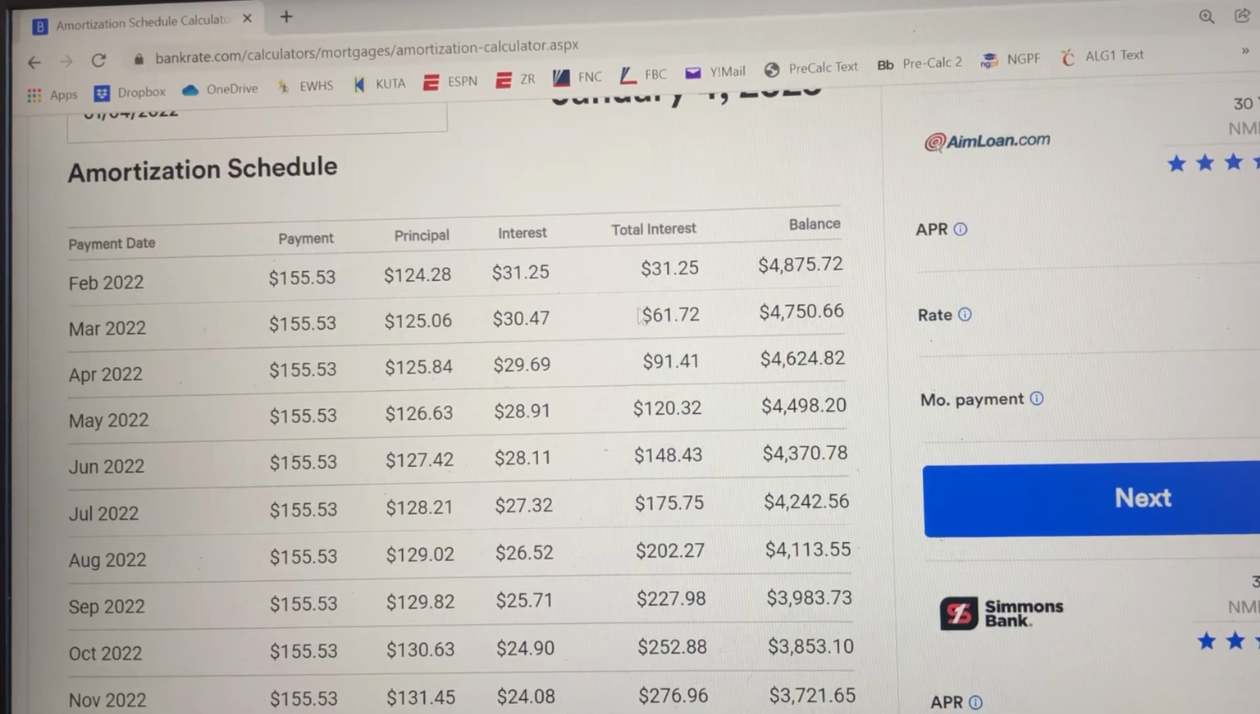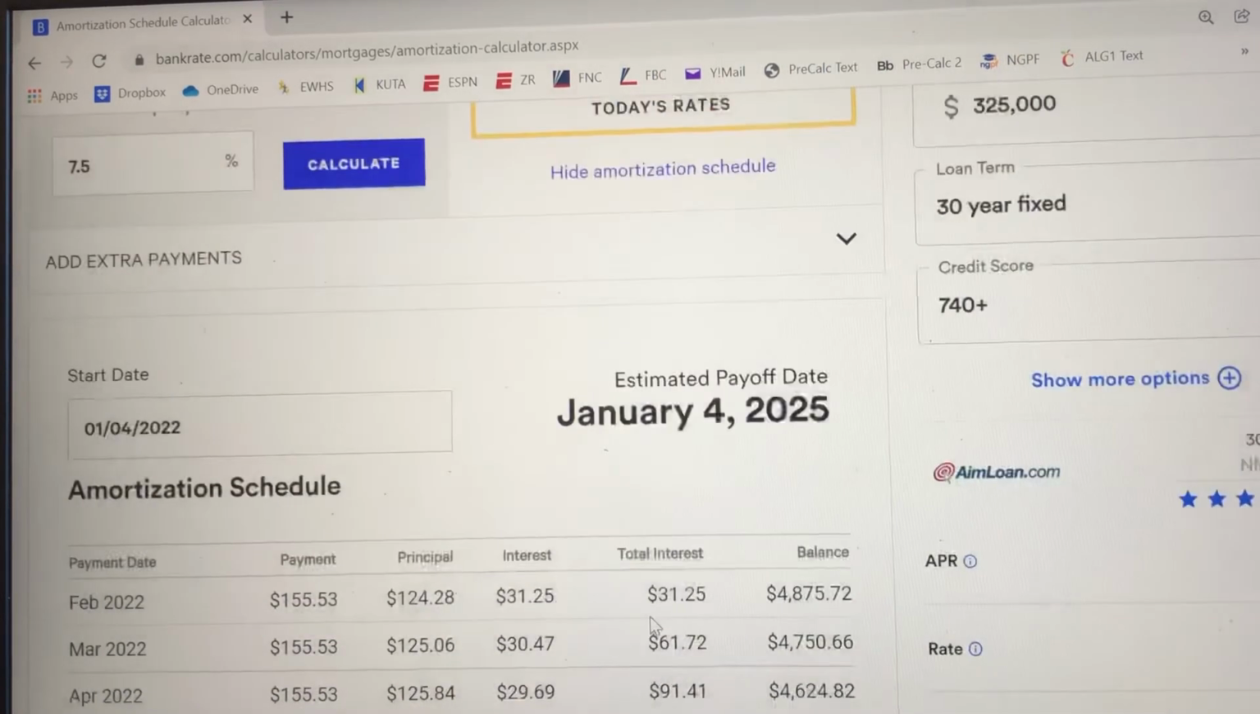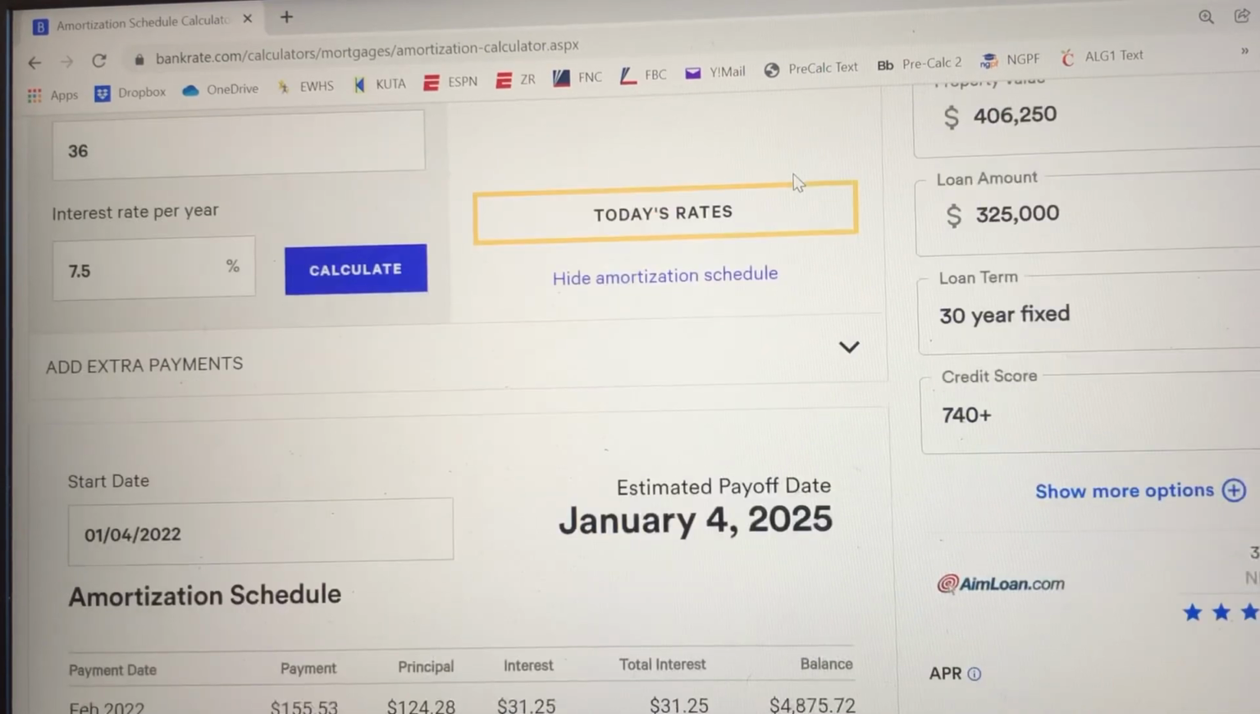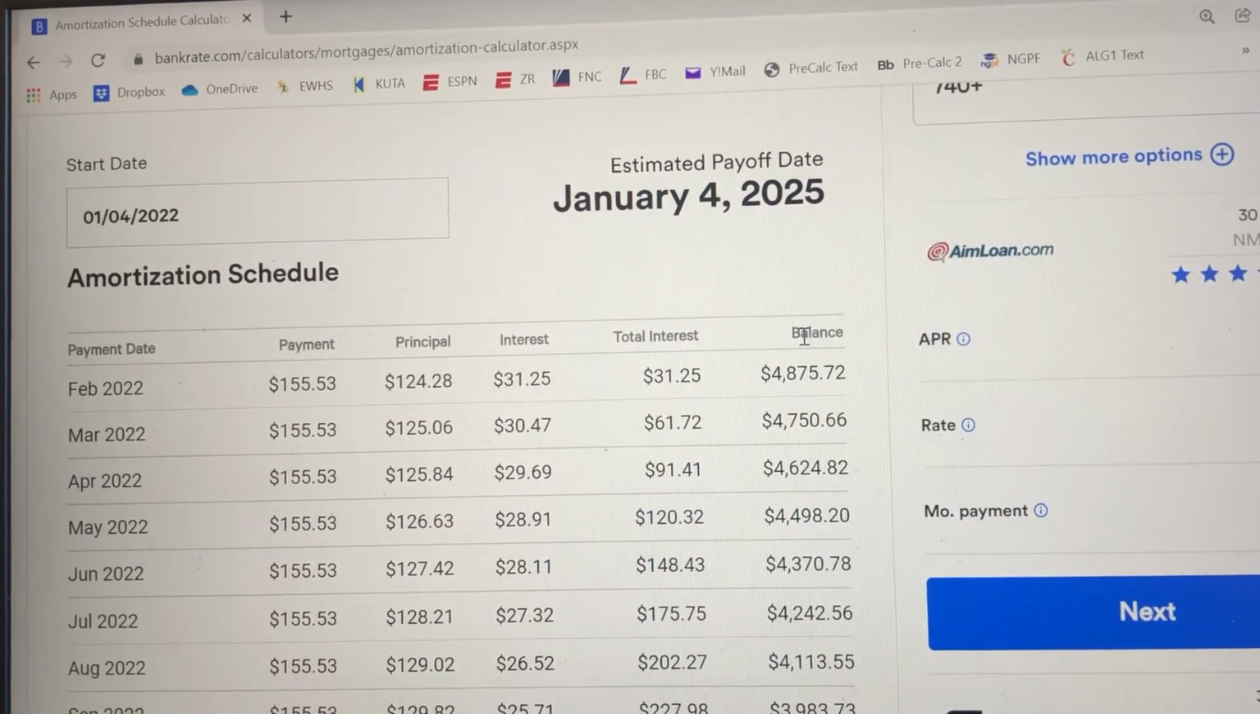This column, notice, is total interest. It's just the total amount of interest you've paid up to date when that monthly payment is made. So if you'll notice, after the first payment, you've obviously paid $31.25. Well, after 2 payments, you've paid $31.25 and $30.47. Add those together and you get $61.72. So over the life of the loan, you're going to see this number increase to that value of $599.12. And the last column is the balance. This is your principal balance.